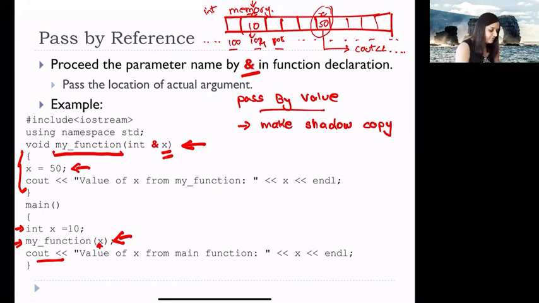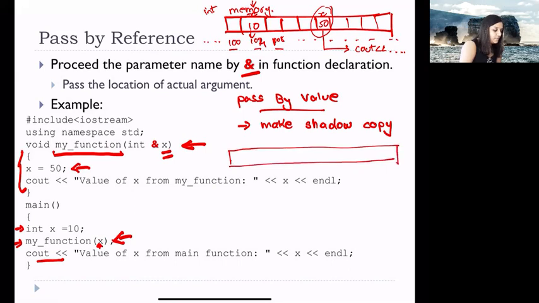But because you passed by reference, what happened here is that it does not make a shadow copy. So again, if this is your memory, your variable x in the main function stores 10 over here. When you pass by reference, you didn't make a shadow copy. What you passed was its memory address, which is 104. You said to the function, hey, there is a variable stored at 104, and this is what I'm passing to you. That's what passing by reference means. So you passed the memory address of the variable to the function.